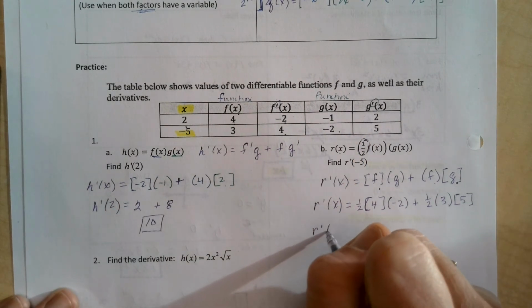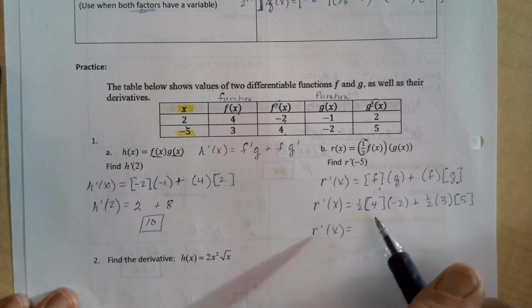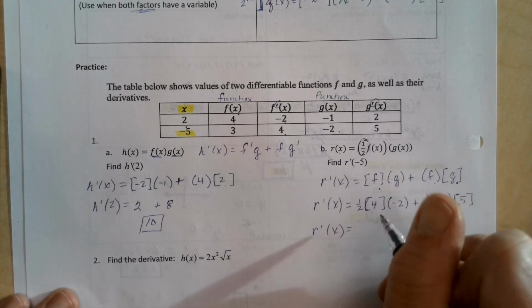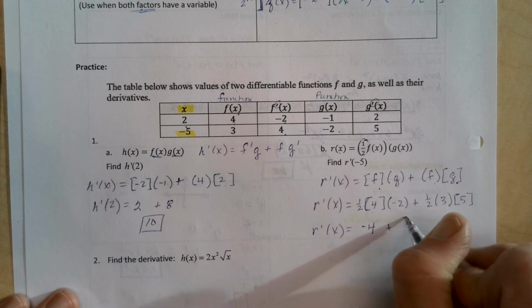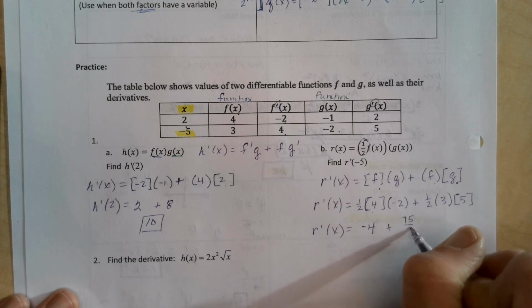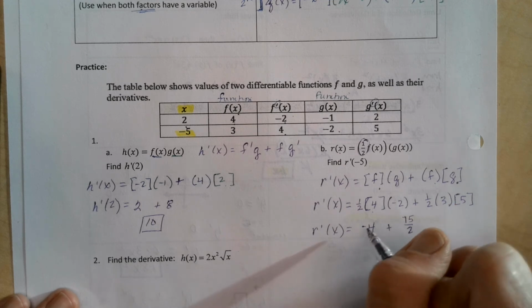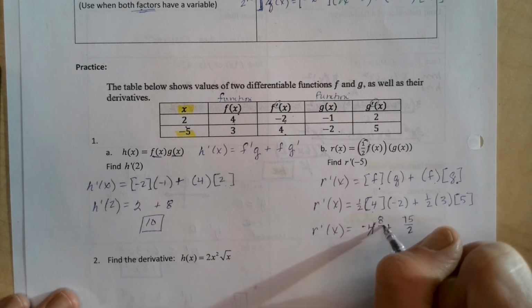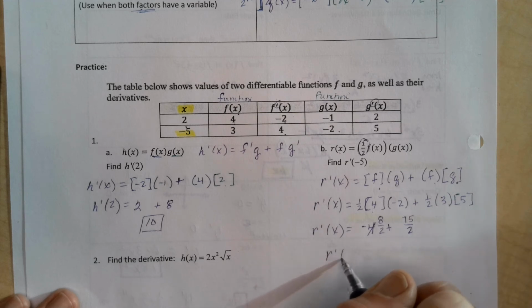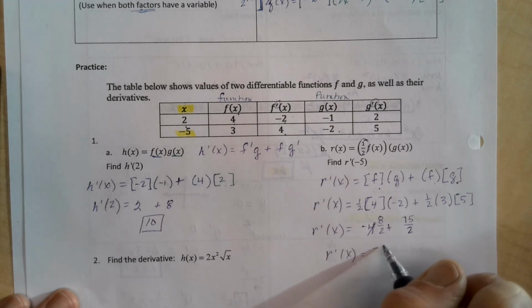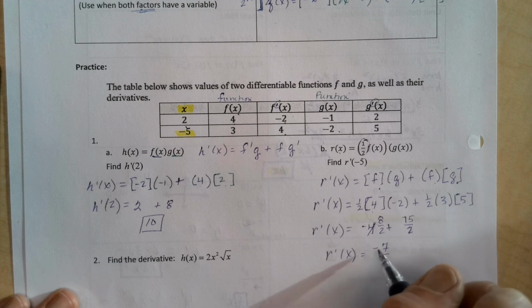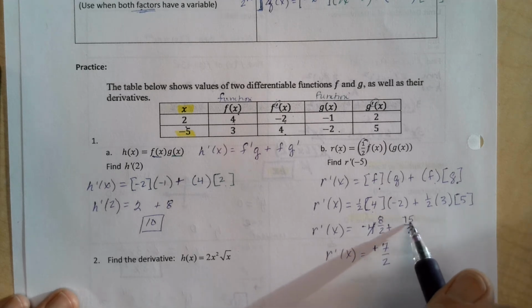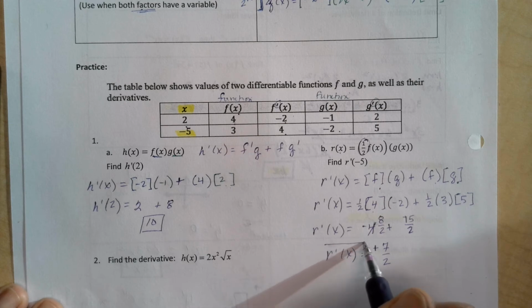So my r prime of x is going to be equal to 4 times negative 2, which is negative 8. 1/2 of that is negative 4. And then 5 times 3 is 15, and 1/2 of that is 15 halves, or 7.5. When I want to combine these terms, I'm going to go ahead and call for 8 halves. So my r prime of x is going to be equal to negative 7 halves. Oh, positive. More positives than negatives. So positive 7 halves.